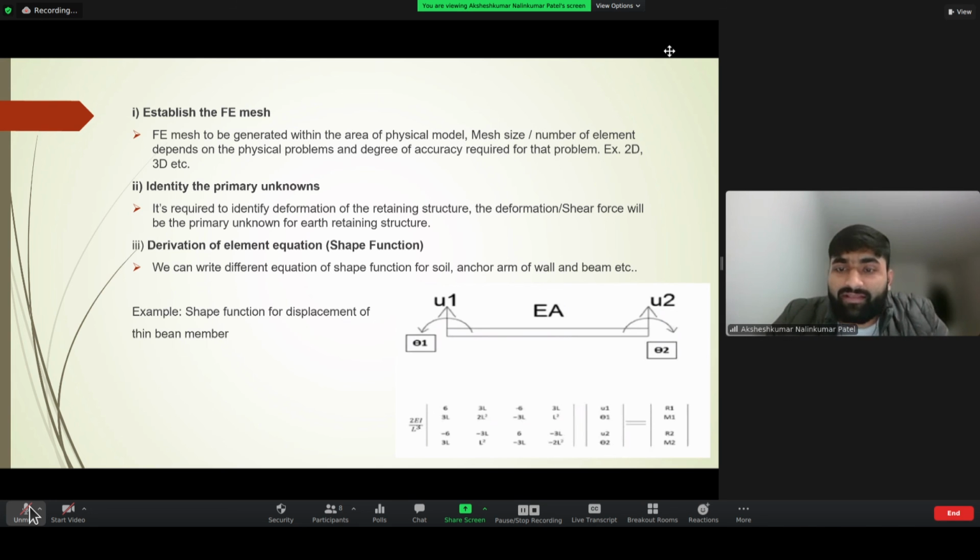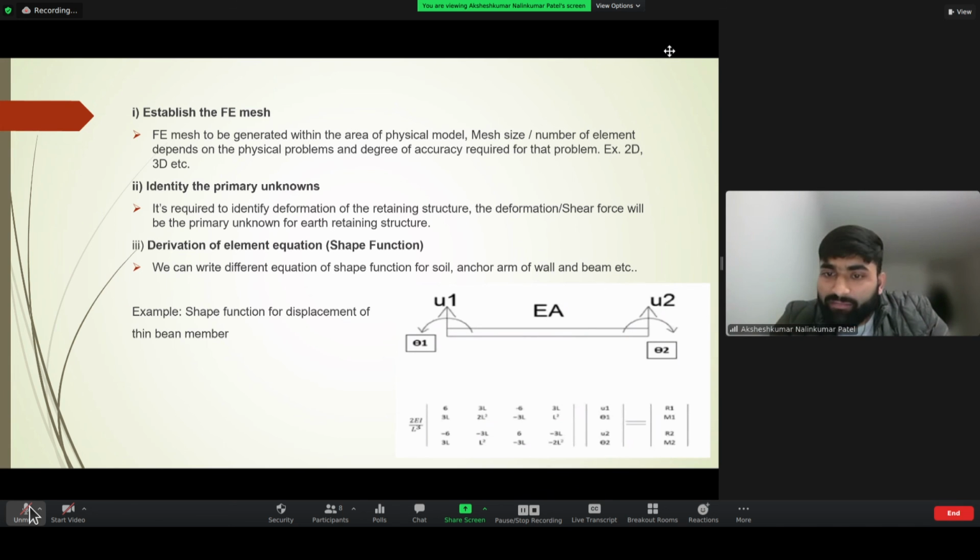It is very necessary that first of all we know what we need to find. Like, if our agenda is to find the deformation or the shear force, we need to select that as our primary unknowns. So we can easily go by that. And then the derivation of the shape function. Here I am just showing one example of that.